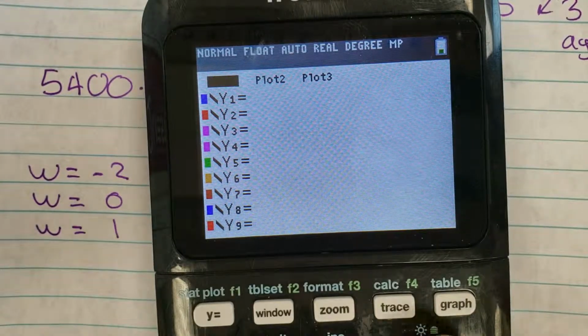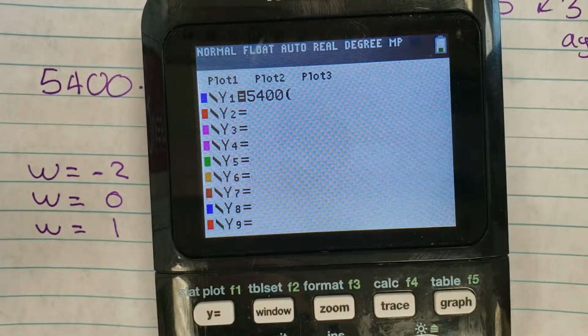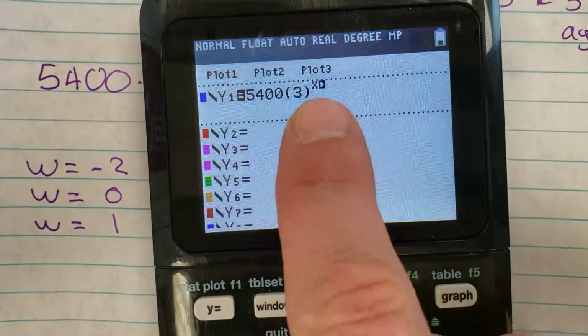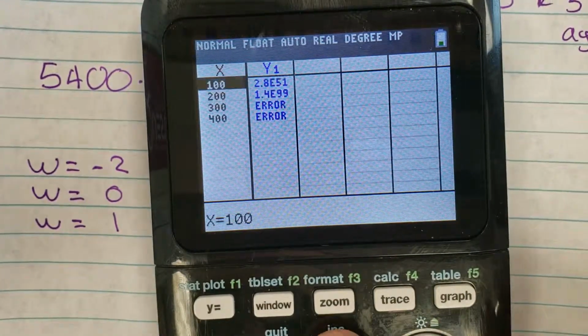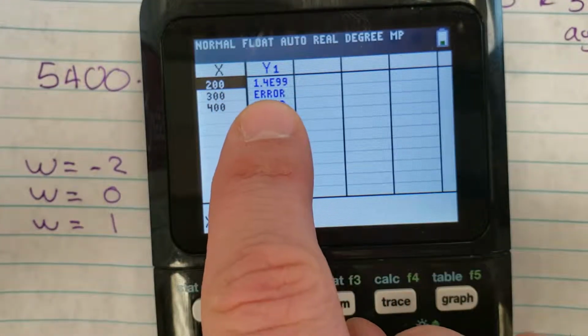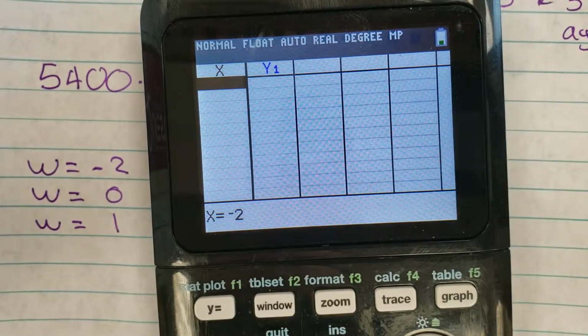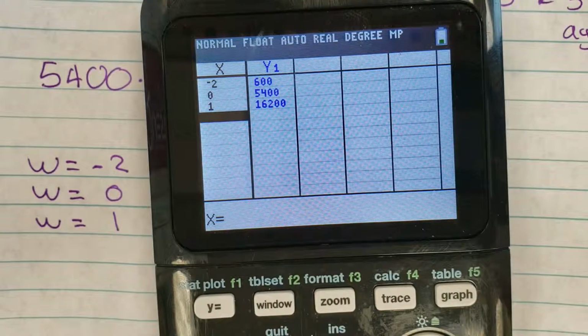Okay, watch this. I'm going to type the equation. 5,400 triples every X, where X will be my number of weeks. Let's go to the table. 0 weeks. Oh, 100 weeks? Look at that. The number's so big, the calculator's like, gross. That's a lot of bugs. 2 weeks ago, there's that many. Right now, in 1 week, boom, instantly calculated.